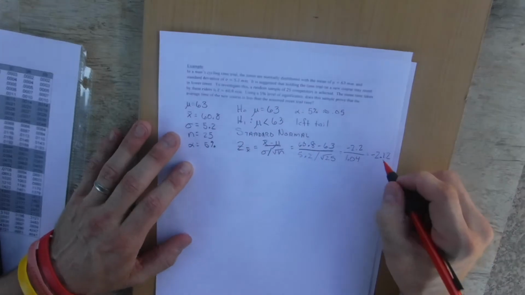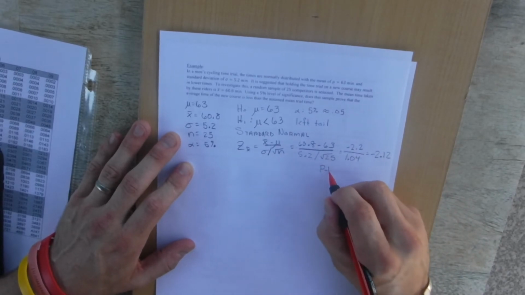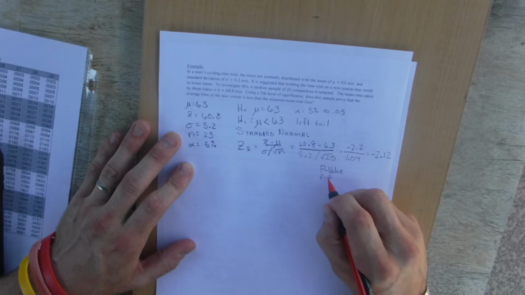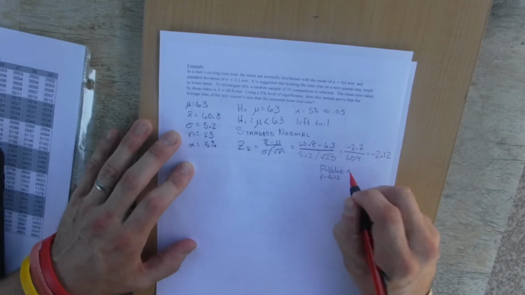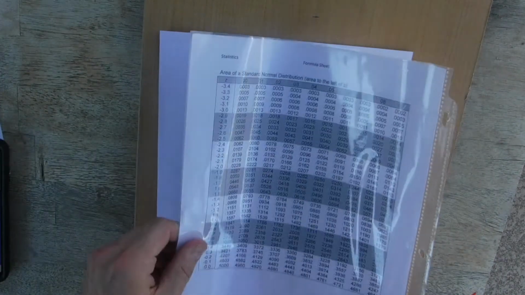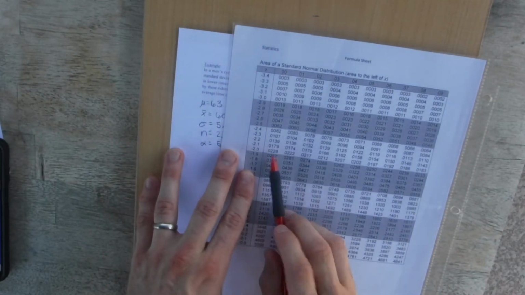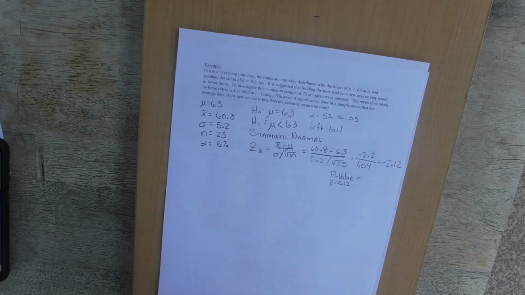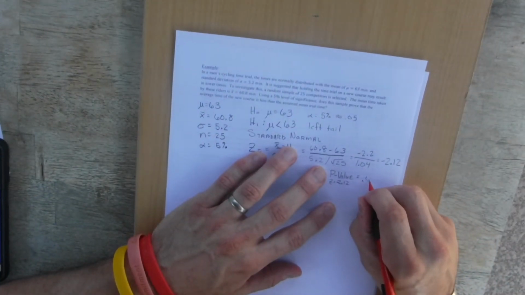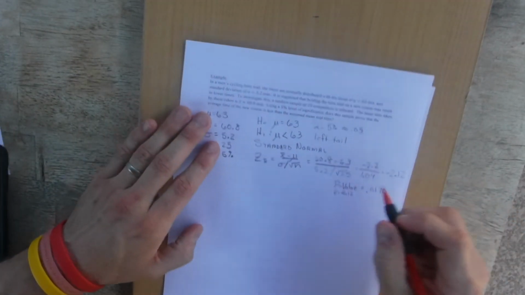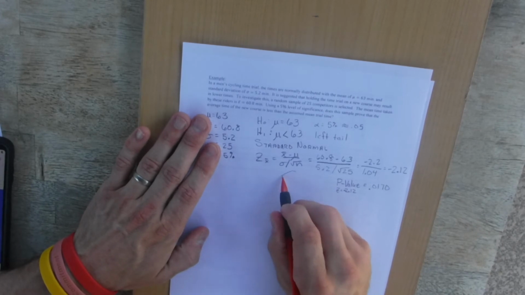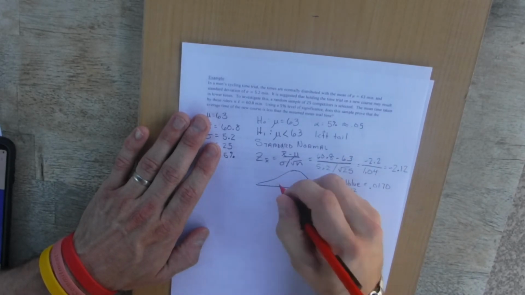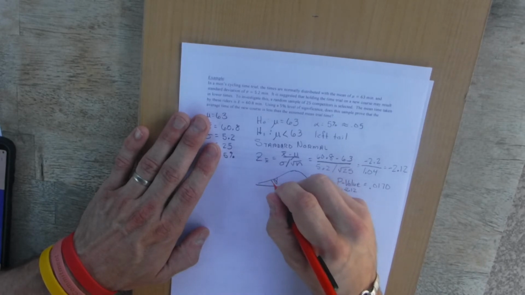Okay, so this is going to lead us to our p-value. So our p-value is built upon a z of negative 2.12. So even if it wasn't negative, I'd look it up as a negative. So 2.12 is 0.0170. So our picture, this is a left tail, so my rejection zone is on the left.